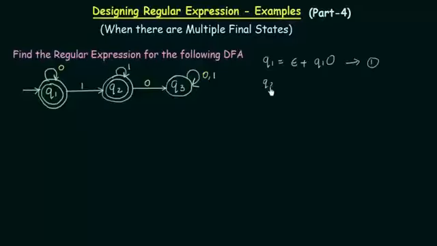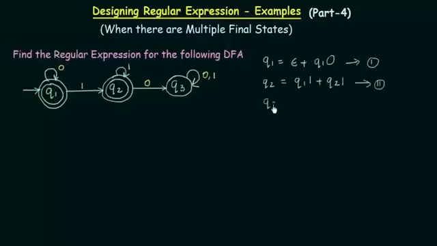Let's do the same thing for Q2. In Q2 you see that there is an incoming transition from Q1 with input 1. So Q1 1, plus there is an incoming transition from Q2 itself with input 1. So we'll write Q2 1, and then there are no more. So this will be equation number 2, that is for Q2.